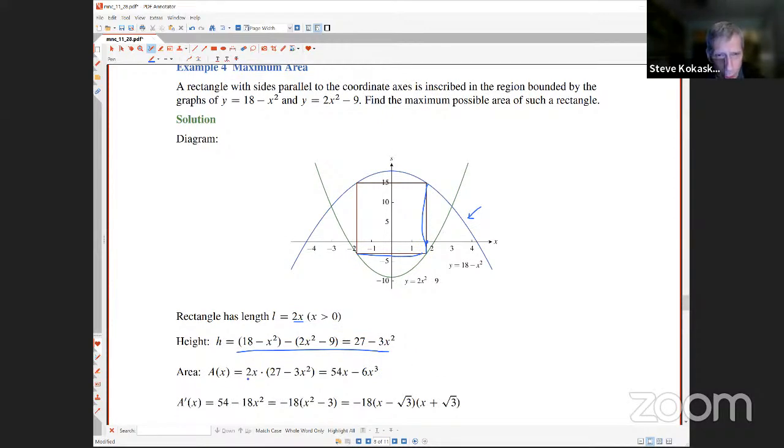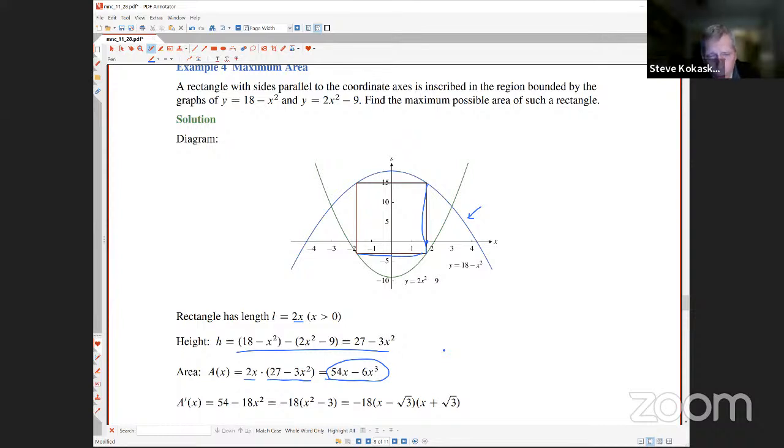What's the area of this rectangle? Well, it's the length times the height, and I did a little bit of simplification. Not too bad. I've got an equation for area in one unknown, x. Let me step back for just a second here and think a little bit about what the domain would be.